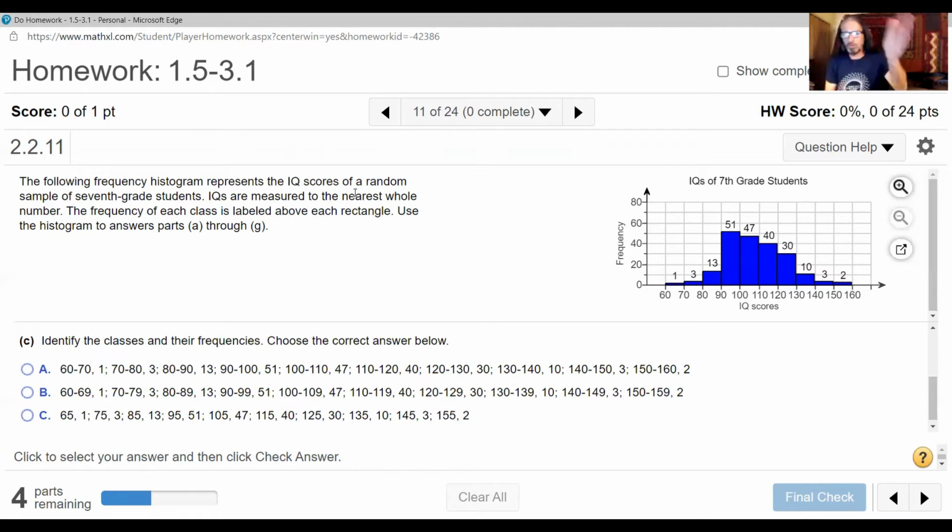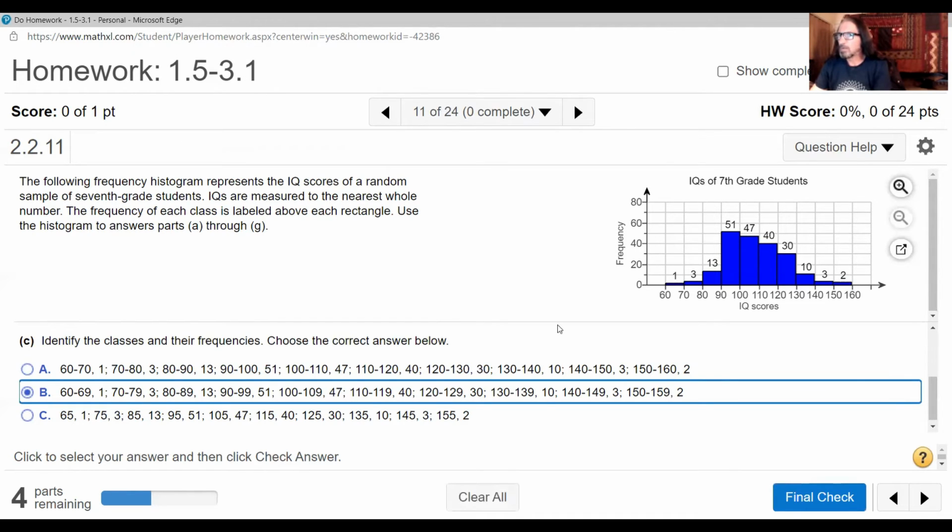So instead of saying at least 60 but less than 70, they're getting more specific. That first rectangle, starting at 60 and ending at 70, includes 60, 61, 62, 63, 64, and so on, up to 69, and then you go to the next group with 70. After we've identified that the class width is 10, don't be thrown off by my saying that we're talking about 60 to 69.